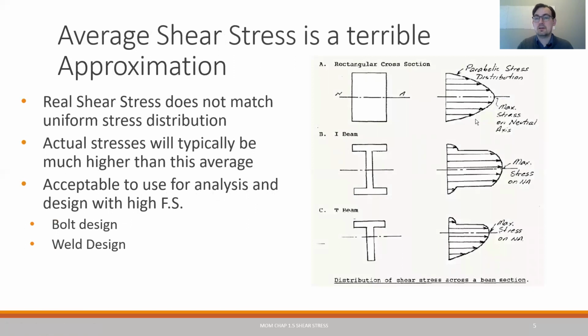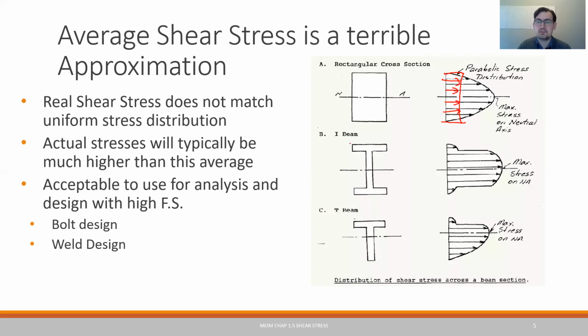Now, one of the interesting things about this, and we'll learn more about this later, is that average shear stress is actually kind of a terrible approximation. Even with a pretty vanilla rectangular cross section, we're going to see more of a parabolic stress distribution. We're not seeing a uniform stress distribution across this. A uniform stress distribution, to give you an idea, would be something more like this. We're actually seeing a pretty big change between the maximum and then out at the edges, where we're going to see close to zero shear stress.